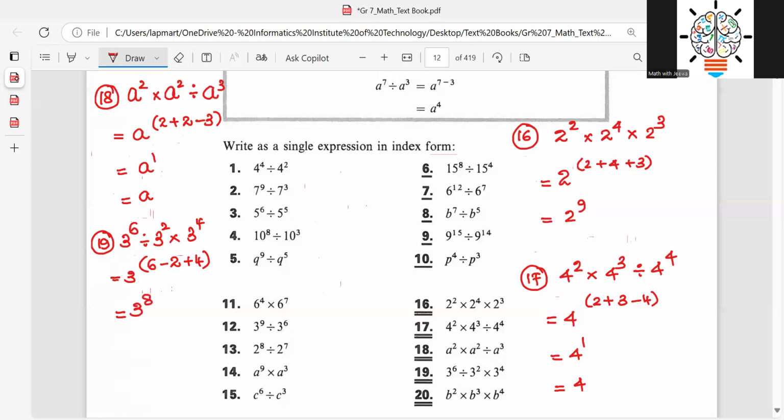Right? So then the last one, the 20th one, we have b to the power of 2, b to the power of 3, and b to the power of 4. So how are we going to write the answer? B to the power of 2 plus 3 plus 4. So that is b to the power of 9. Right? So then we have discussed all 10 questions. So pause the video, mark the answers, and see whether you have done them correctly, right?